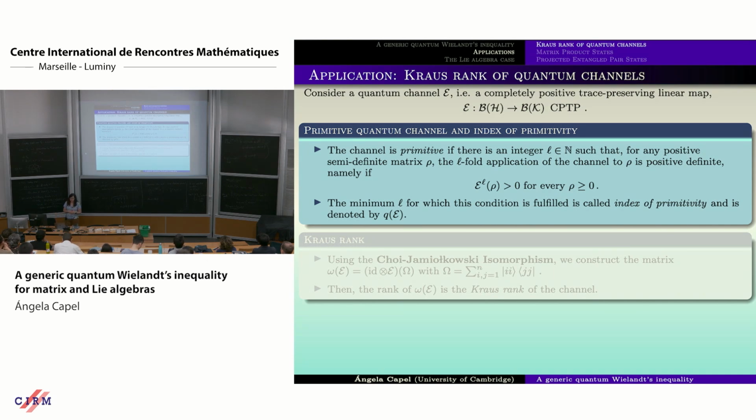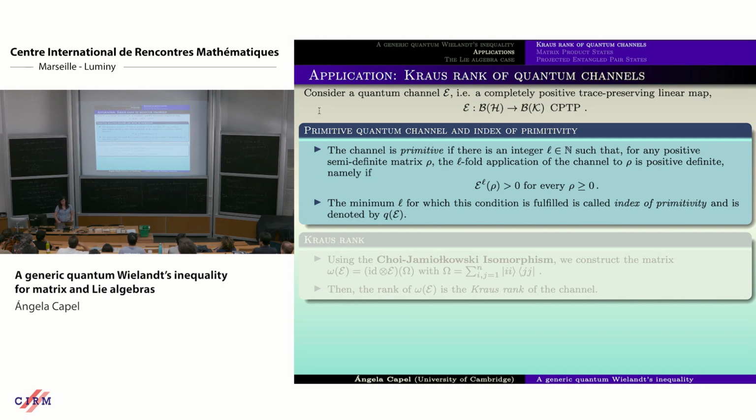So the first thing that we consider here is a quantum channel, so a completely positive and trace-preserving linear map, as all of you are familiar with. And then what we can do is define what a primitive quantum channel means and what the index of primitivity means. So we say that the channel is primitive if there is an integer L such that when we apply the channel L times to any initial positive semi-definite matrix, the result is going to be strictly positive. Not positive semi-definite, but strictly positive. So this is the interesting thing.